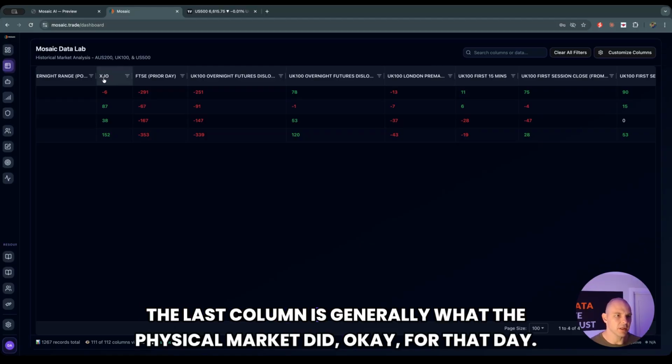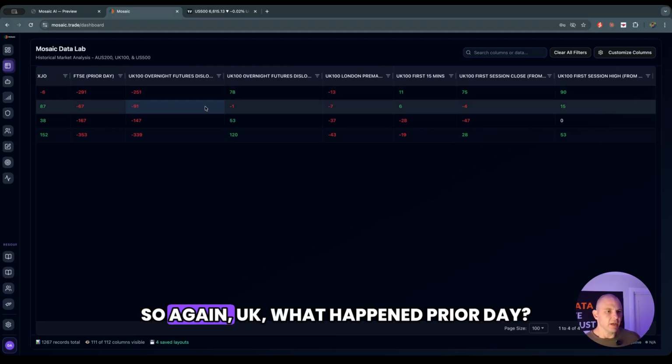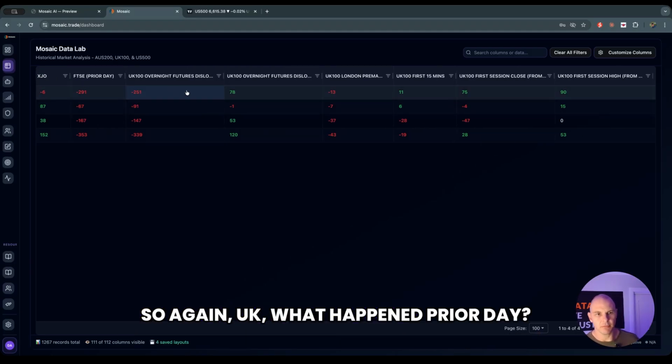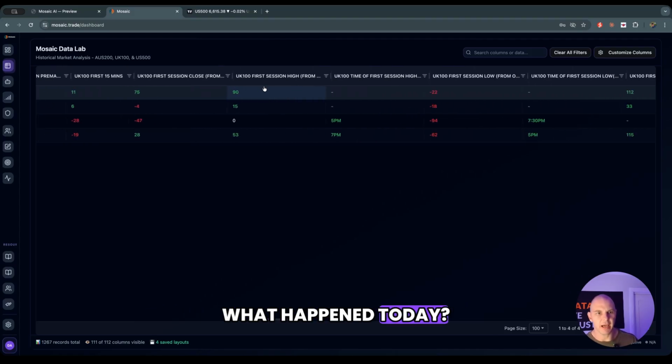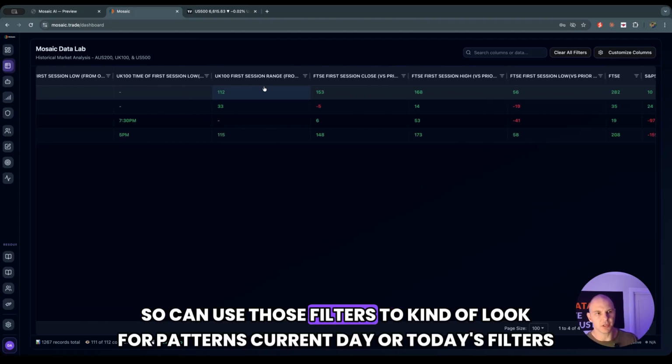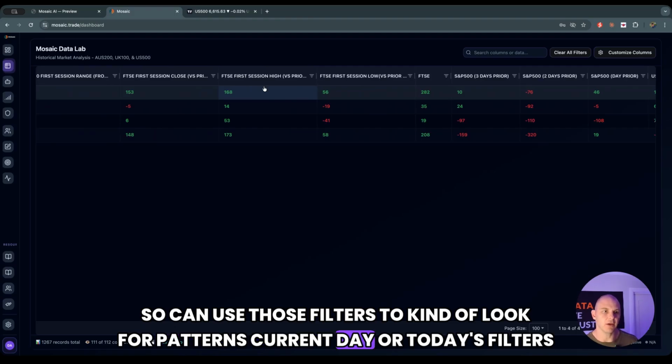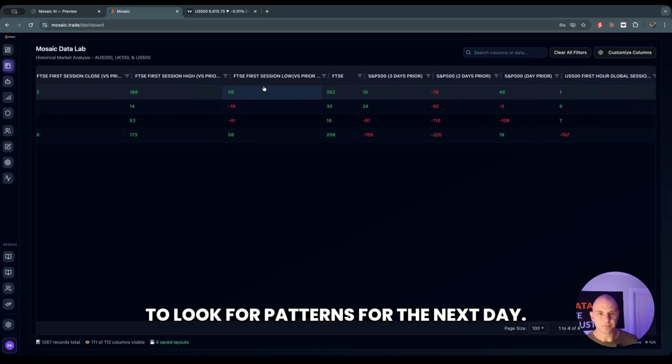The last column is generally what the physical market did for that day. So again, UK, what happened prior day, what happened today. So you can use those filters to look for patterns current day, or today's filters to look for patterns for the next day.